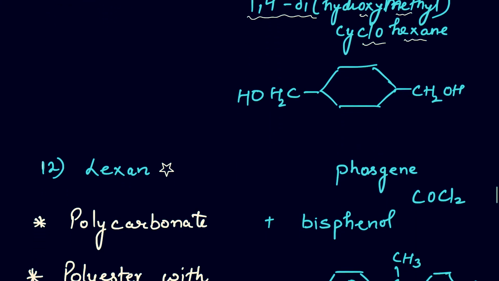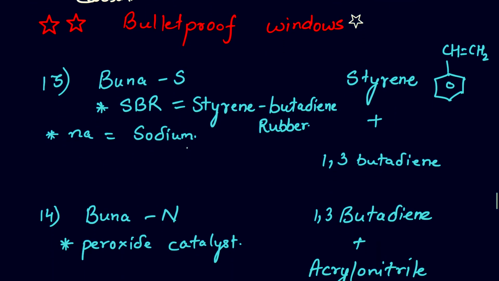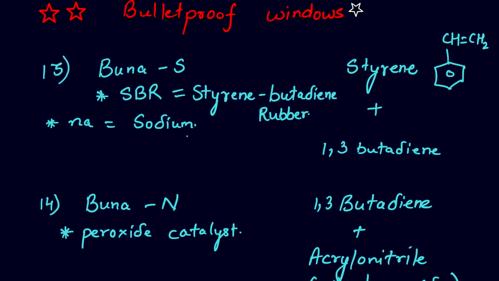Now let's move to our next polymer, that is Lexan. Its monomer is phosgene and bisphenol. So again it is a copolymer. It has two different types of monomers, phosgene and bisphenol. It is an example of polycarbonate, and it is a polyester with two ester groups bonded to the same carbon. So this point is an important one, and it is basically used for making bulletproof windows. This is the importance of Lexan.